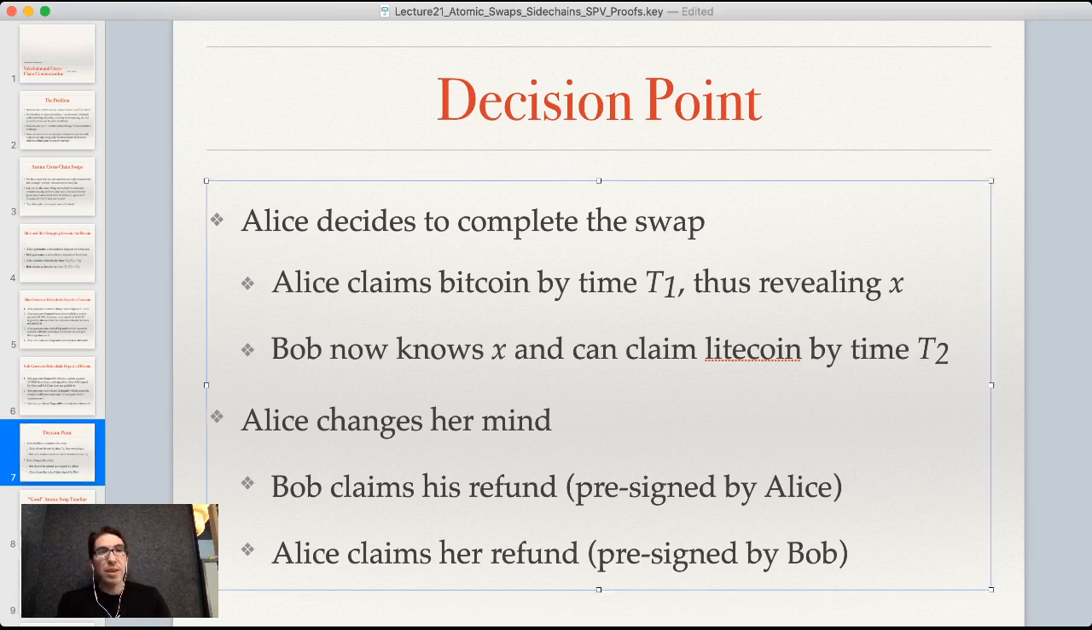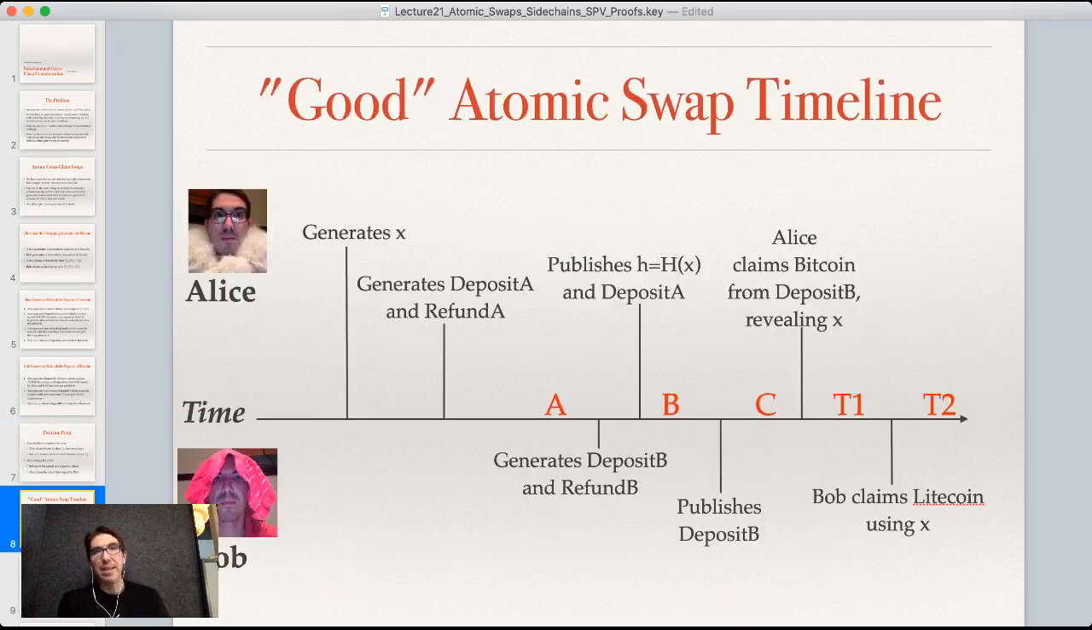So let's go through this. I think it makes sense to actually look at it through time. So we have our two characters, Alice and Bob. Alice on the top, Bob at the bottom. Alice generates the value X, remember, which is a hash of a random string. She generates deposit A and refund A. She lets Bob know about this, so Bob generates the deposit B and refund B.